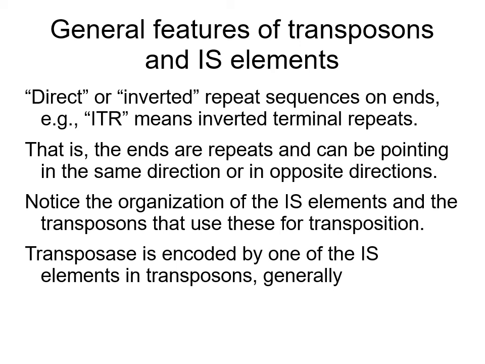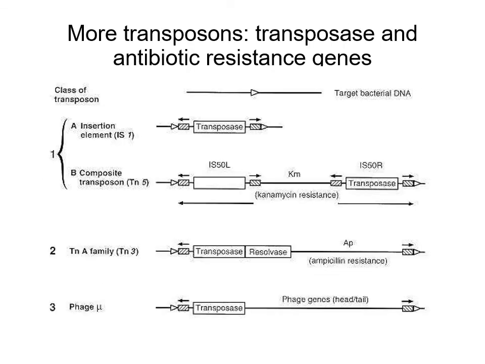The IS elements and transposons generally contain repeat sequences on each end, and they could be pointing in the same direction or opposite. But the transposase itself is encoded by one of the IS elements. So here's some examples. Here's an IS element by itself. It has these repeated sequences, one at each end, with the transposase in the middle. An example of a composite transposon is Tn5. It contains two IS elements, one at each end, and it's got a kanamycin resistance gene in the middle. So transposons are made of a resistance gene plus transposase encoding IS elements at their ends.